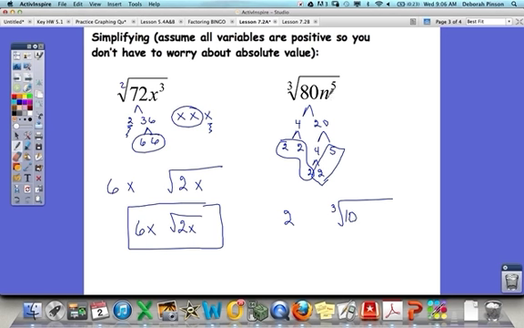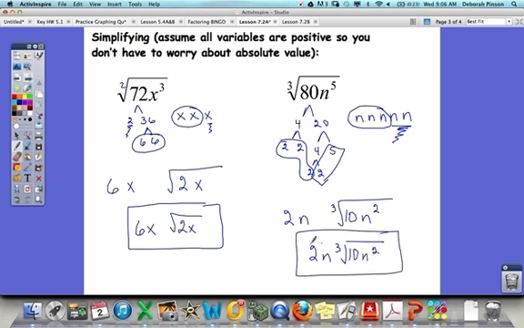Now with my n's, 3 goes into 5 one time, so I can pull out 1 with 2 left over. Now if you were to write it out, I've got one group of 3 with 2 left over without a group. That's what stays inside. So 2n cubed root of 10n squared. All right, so let's do one more of these.